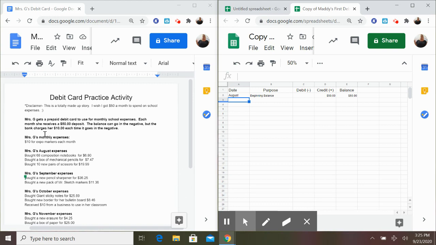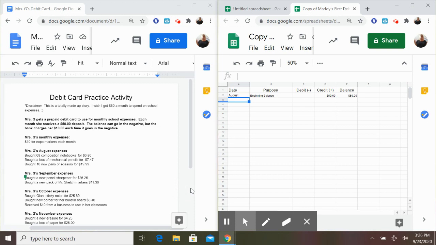So I want you to notice it says Miss G gets a prepaid debit card to use for monthly school expenses. Each month she receives a $50 deposit. So each month they give me $50. The balance can go in the negative, but the bank charges her $10 each time it goes in the negative. So if I go in the negative, that means they charge me $10 more. So that's a negative 10. And right here it says Miss G's monthly expenses. So that means each month I'm going to be spending $10 on expo markers each month.